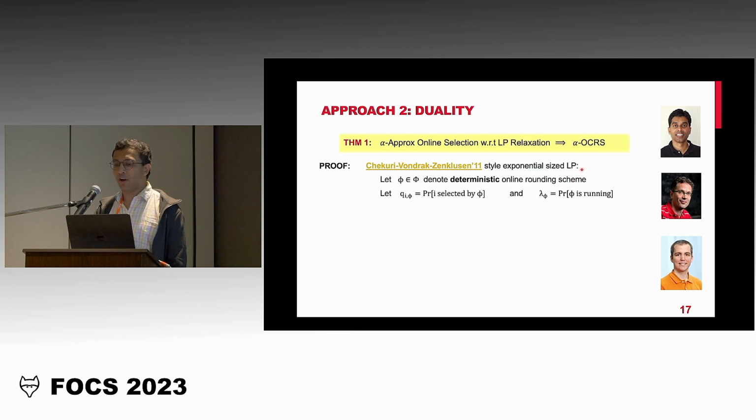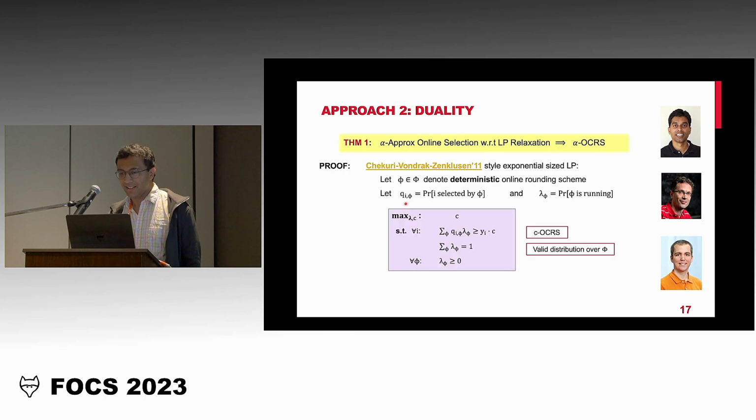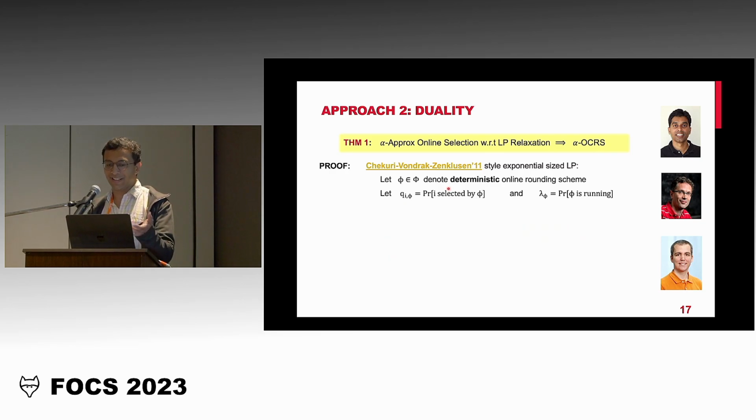Think of the class of all possible online algorithms, online rounding algorithms. I'm going to define a variable lambda phi, which is basically the chance I'm running the algorithm phi. So you have a class of online algorithms, and I'm going to choose one of these algorithms at random with probability proportional to lambda phi. And q_i phi is the chance that this particular algorithm selects this element. It might sound like a crazy LP because it has an exponential number of variables, but that's not the point. We just want to characterize it and study its properties.